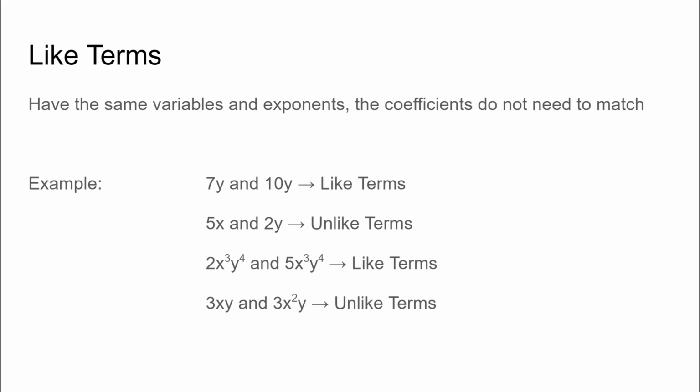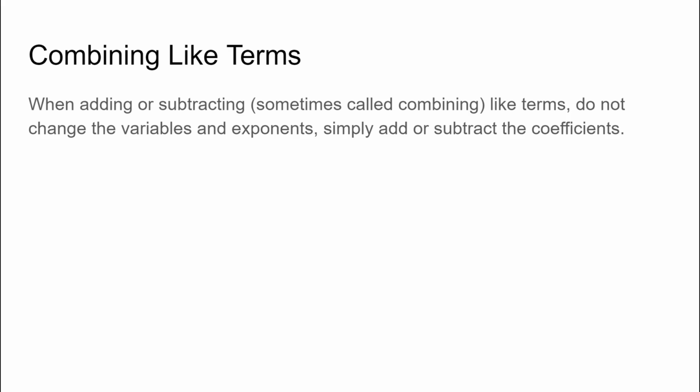If we want to add and subtract monomials, we need to talk about like terms. Like terms have the same variables and exponents. The coefficients do not need to match. So let's take a look at 7y and 10y. The base is y, the exponent is 1, and the coefficients don't match, but that's okay, these are like terms. 5x and 2y do not have matching bases, so they are unlike. 2x to the 3rd y to the 4th and 5x to the 3rd y to the 4th are like terms because their bases and exponents all match, whereas 3xy and 3x squared y are unlike terms. We cannot combine terms that are unlike.